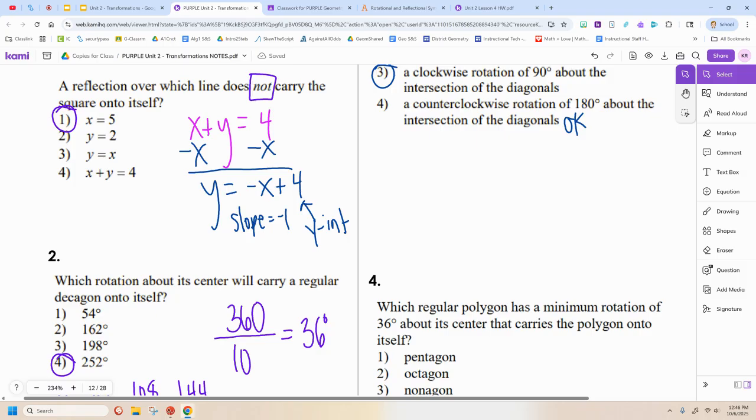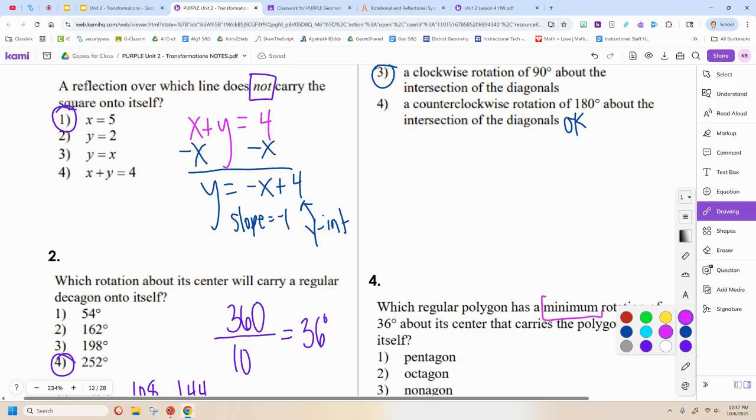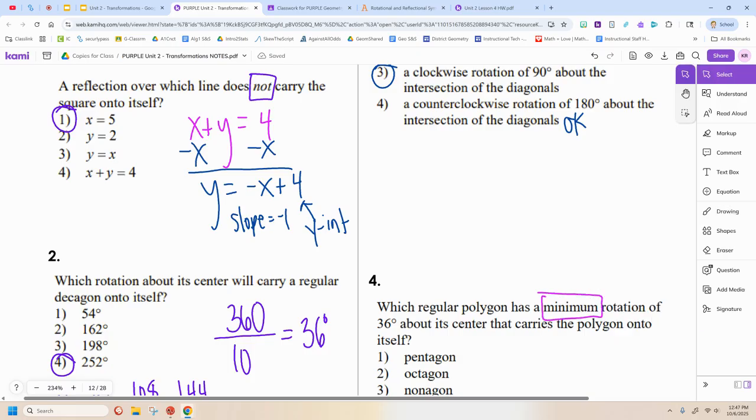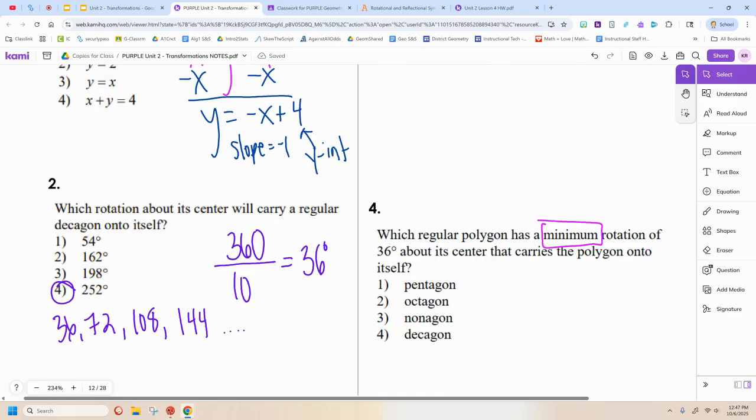Which regular polygon has a minimum, so there's an important word, a minimum rotation of 36 degrees about its center to carry it onto itself? And I think we have the answer because we just did it on the other side. What's it going to be? A decagon. So once again, nonagon has how many sides?